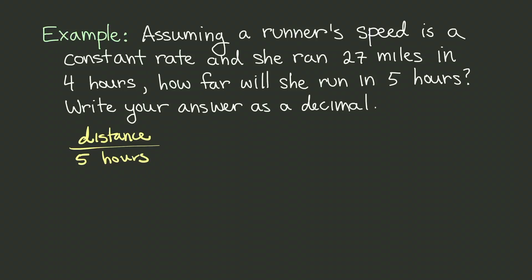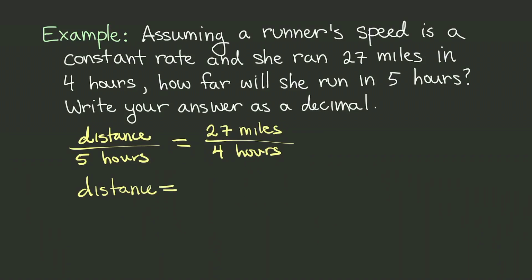Now the ratio that that's supposed to be equivalent to is that she'll go 27 miles in 4 hours. So to get this unknown distance, what we're going to have to do is multiply both sides of this equation by 5. So her distance is going to be 5 hours times 27 over 4 hours, or 27 miles over 4 hours. So what we're going to end up with is the number of miles that she travels in 5 hours.